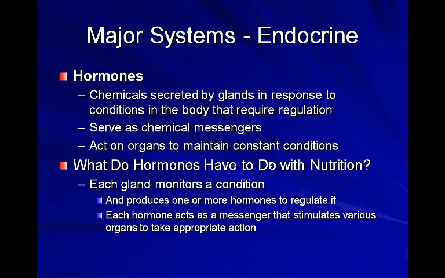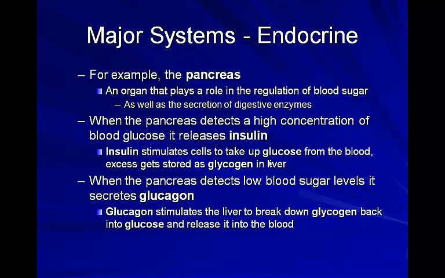So all these different glands within our body, the thyroid gland, pituitary gland, the adrenal gland, ovaries, testes, these things all monitor different conditions and produce one or actually several hormones usually to regulate it and take the proper actions. And how does that relate to nutrition?